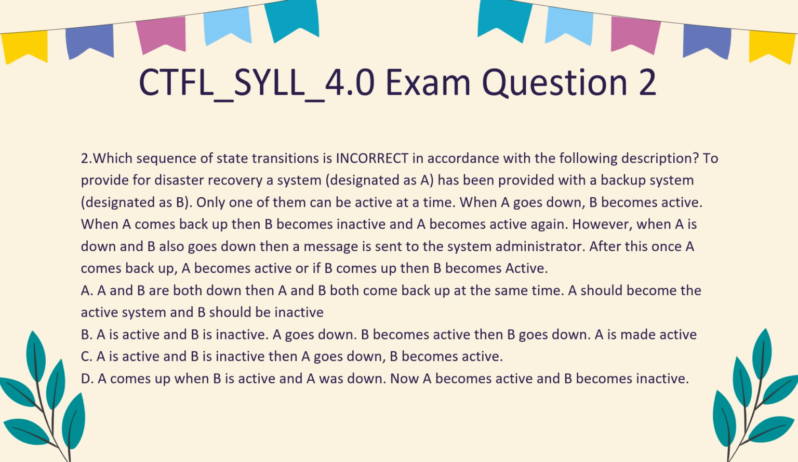B. A is active and B is inactive. A goes down. B becomes active, then B goes down. A is made active. C. A is active and B is inactive, then A goes down. B becomes active. D. A comes up when B is active and A was down. Now A becomes active and B becomes inactive.